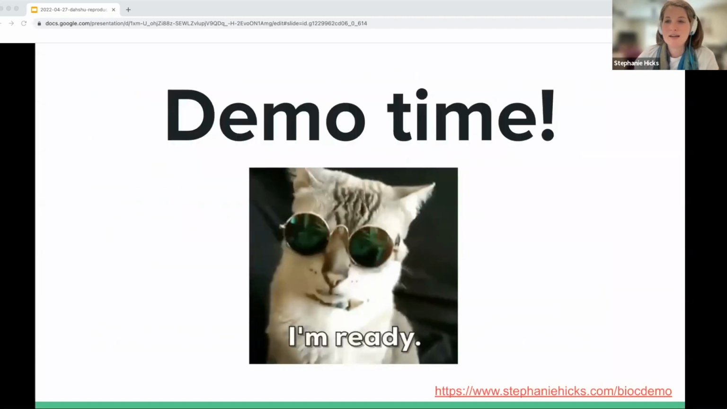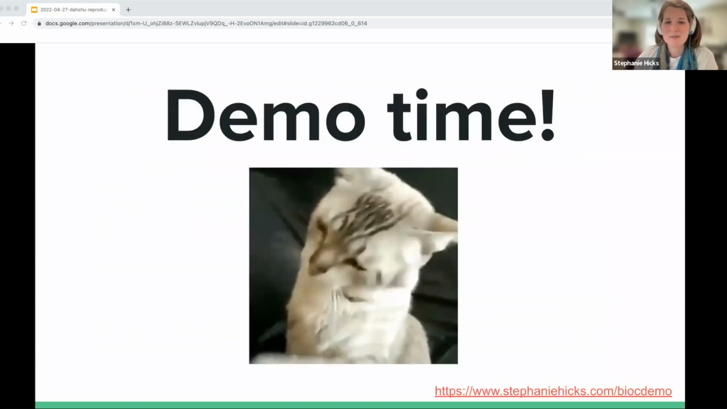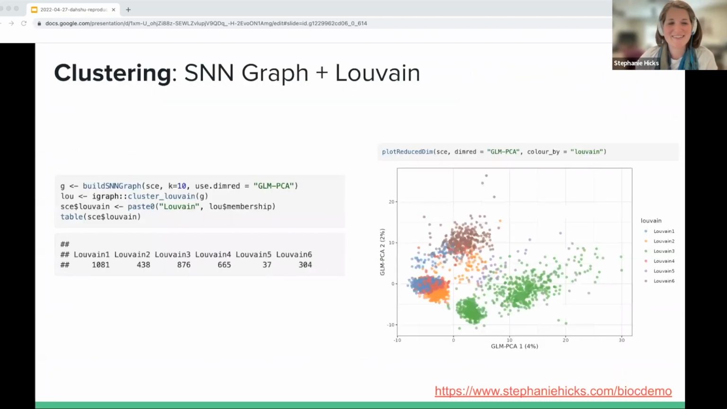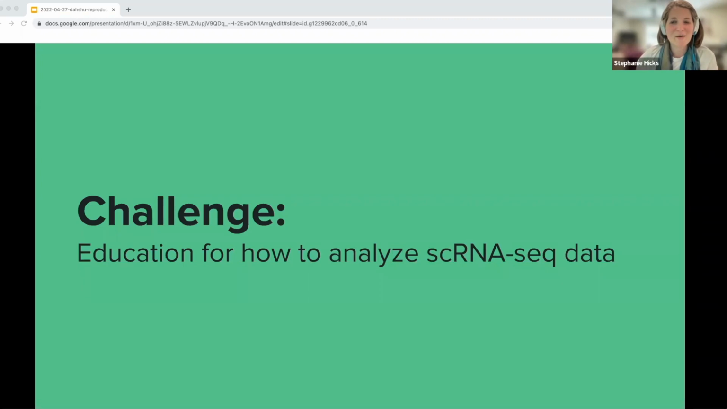And so I am running low on time, so I was going to do a demo. I'm going to just skip over these, if you can hang with me for just a minute. And then I have one more very small section, and then I'll stop.